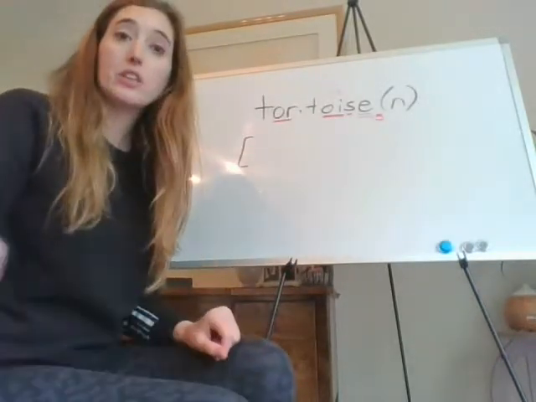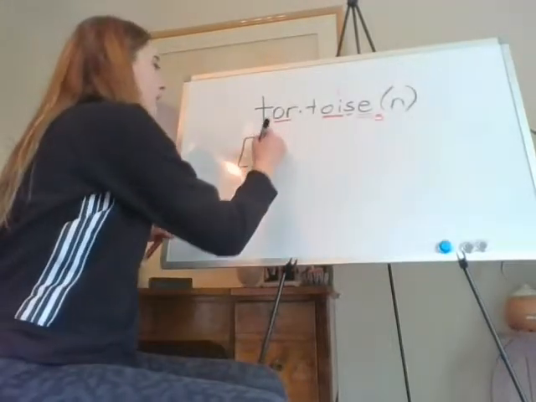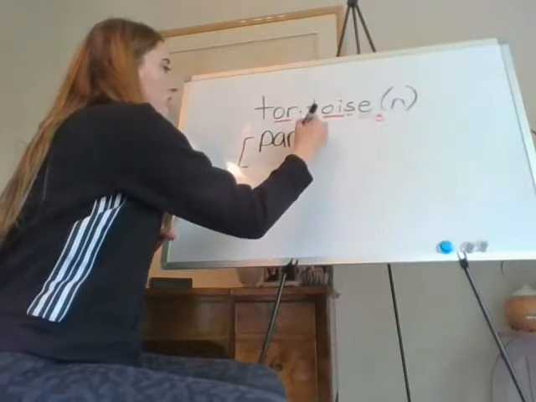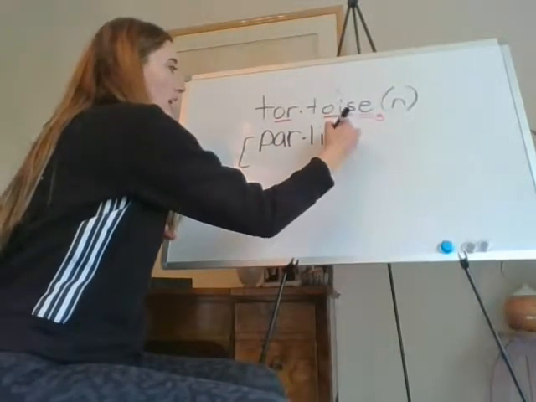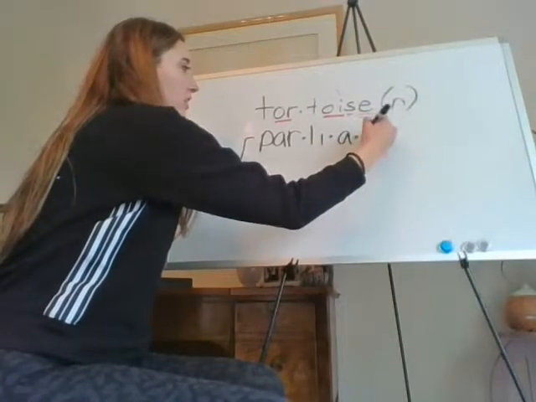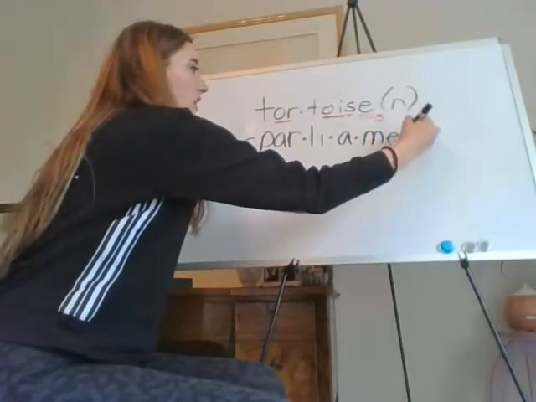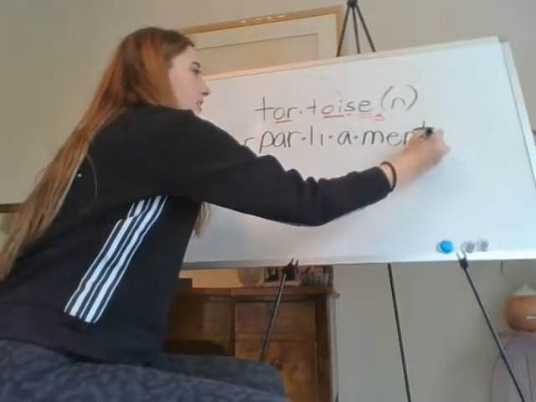Okay, if you need more time, you can pause the video. Let's go over the correct spelling. R, syllable break. I, syllable break. A, syllable break. N, T. Parliament.